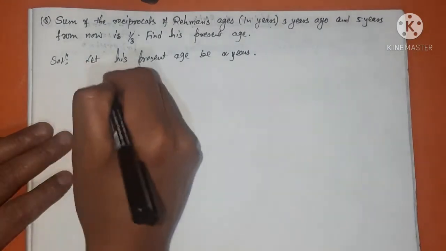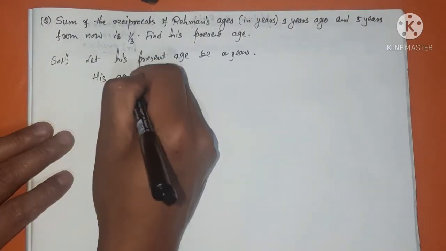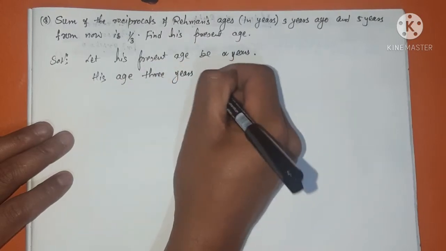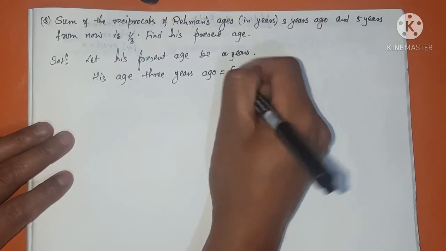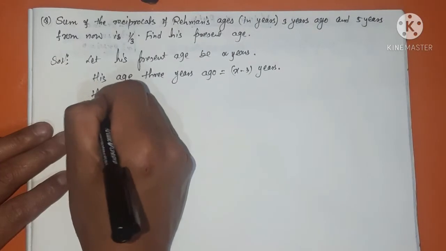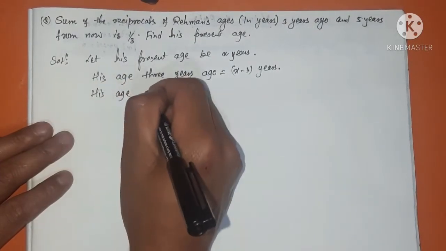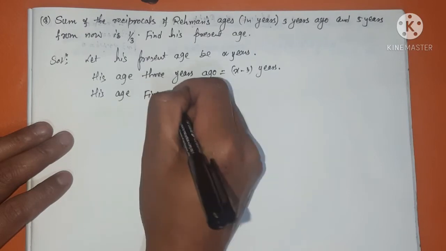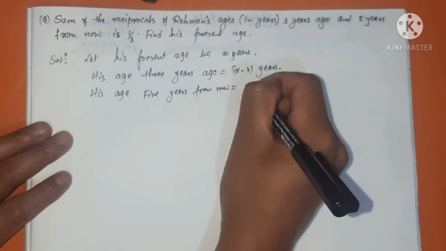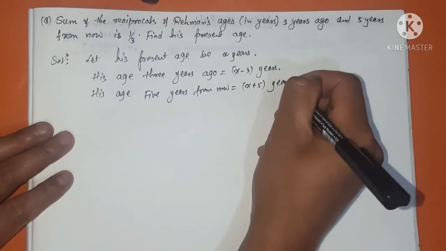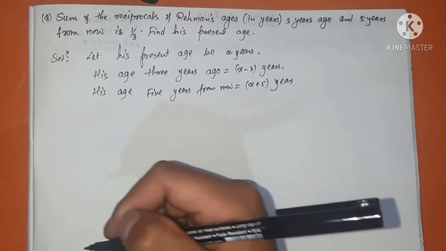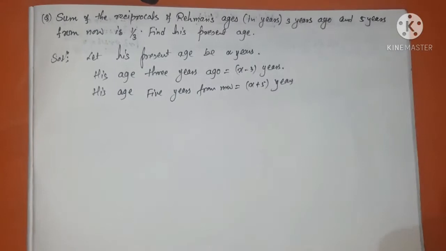Now his age 3 years ago will be x minus 3 years, and his age 5 years from now, after 5 years, will be x plus 5. This is simple, right? If the present age is x, then x minus 3. He was 3 years younger 3 years ago, 5 years older after 5 years, right?